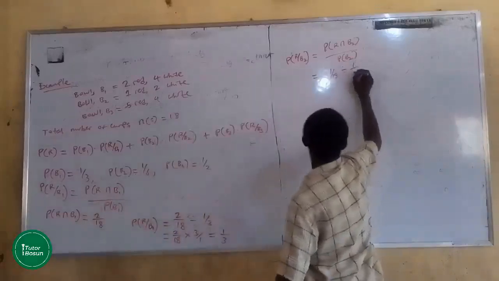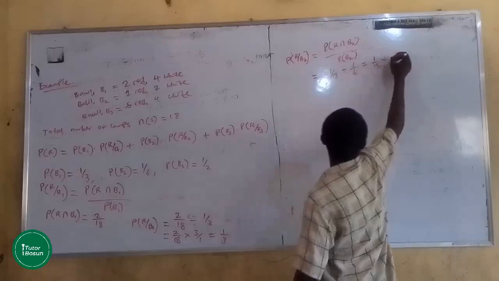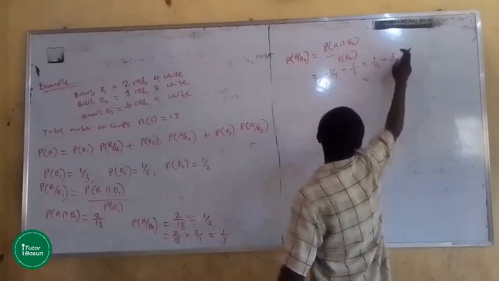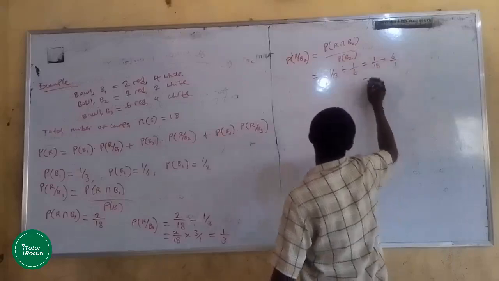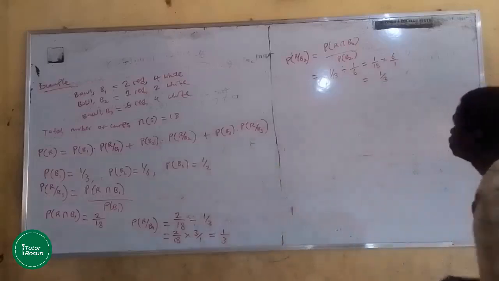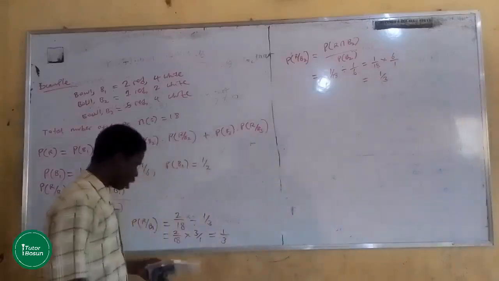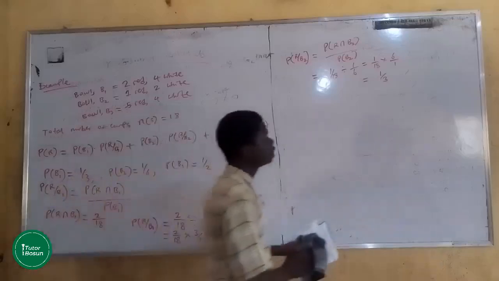To multiplication, we have 1 over 18 times 6 over 1. 6 in 18, that's 3. So we have 1 over 3. This is 1 over 3 as well.